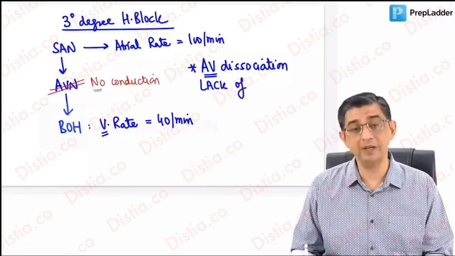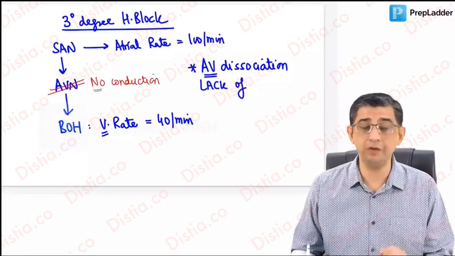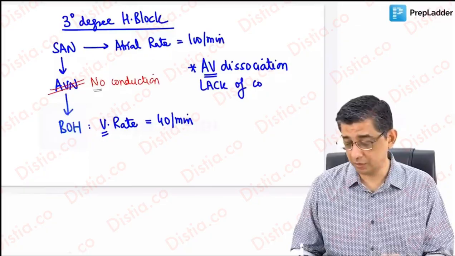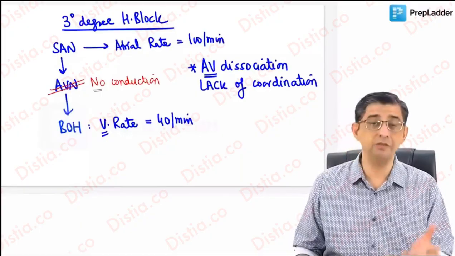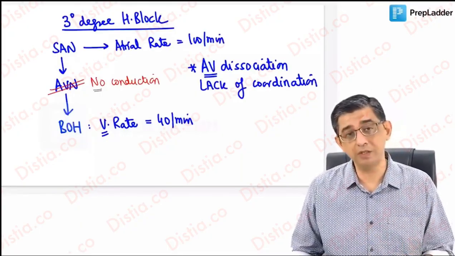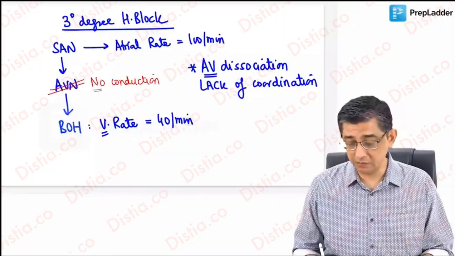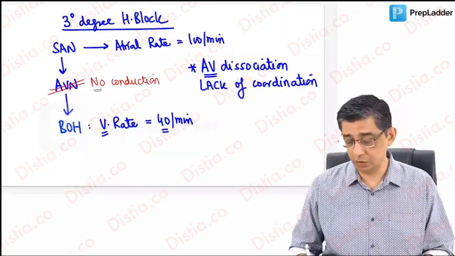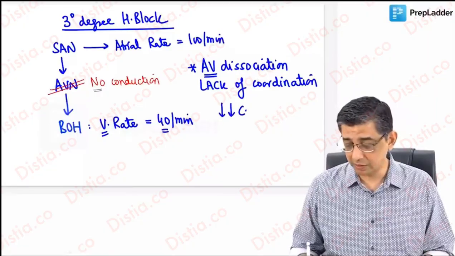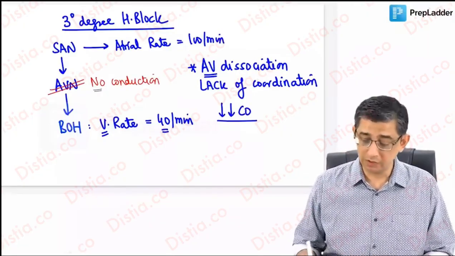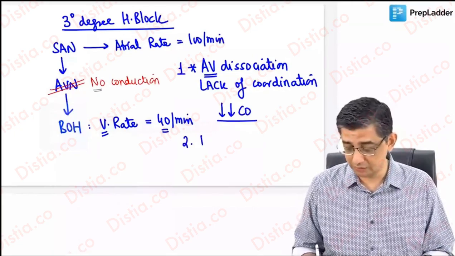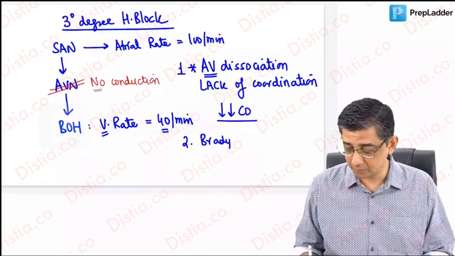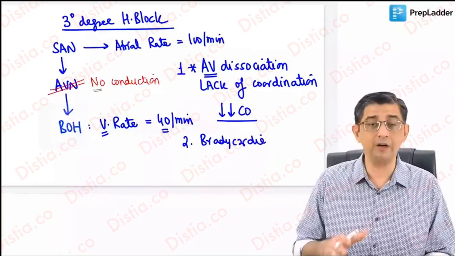I have explained that atria contribute 30% of filling of the ventricles. If there's going to be lack of coordination, then the filling of the ventricles will definitely be hampered. And if input is lesser, output will obviously be lesser. Adding insult to injury will be bradycardia. There are two reasons why the cardiac output in third degree heart block is low. One is AV dissociation, and the second component is obviously what is written here, but still I need to put it for record purposes, bradycardia. I mean, a heart rate of 40.